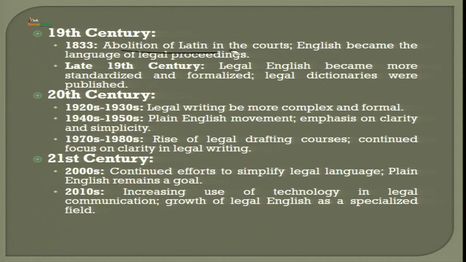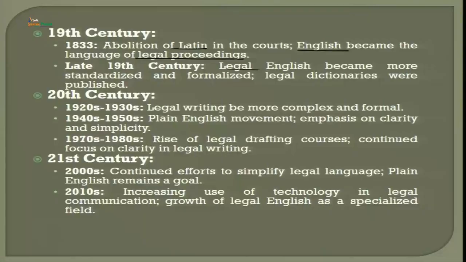Now what happened further? We observed that by the time the 19th century arrived, there was the abolition of Latin in the courts. English became the language of legal proceedings. By 1833, when Latin had been completely dominant, people started abolishing the Latin language, and then further people started moving towards English. English became the language of legal proceedings. So in the 19th century, legal English became more standardized and formalized. Legal dictionaries were published; from the 19th century only, legal dictionaries started getting published.